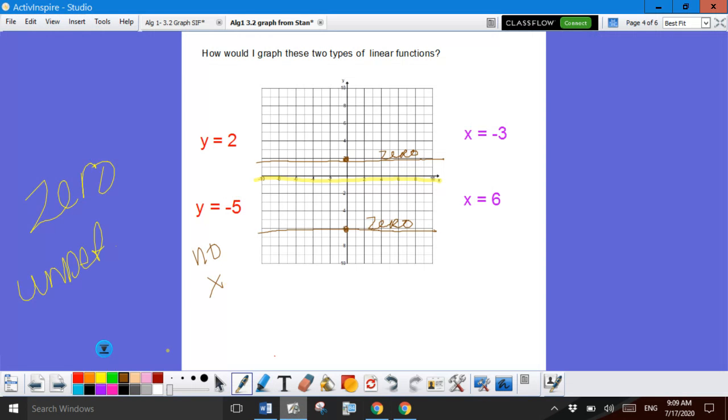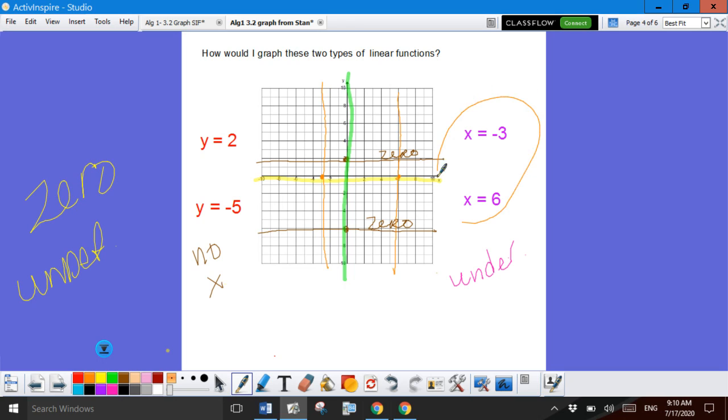Now, if I go back and look at these guys, x equals -3. Well, if this was 0 and those are my horizontal lines, chances are this is going to be my undefined, because there's only one variable. And I notice that I can't touch the y-axis, because there's no y. So x equals -3 is here, and x equals 6 is here. So I have a vertical line and a vertical line.